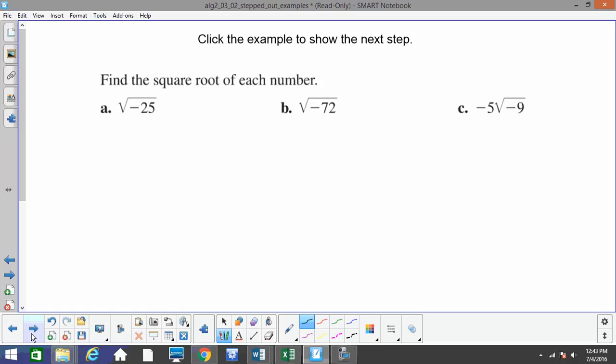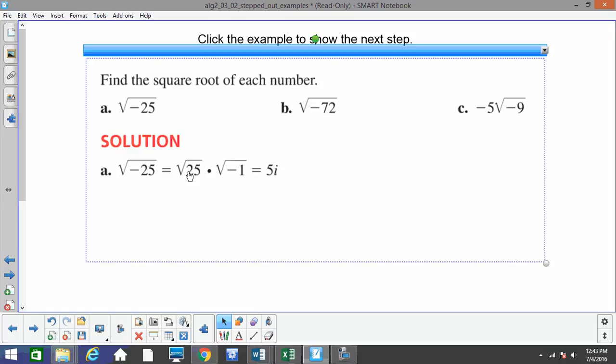So let's go ahead and do some problems. Well, on that first one, the square root of -25, you're going to think of that as 25 times -1, which would be 5 times i. So 5i. On the second one, 72, you can break that up into 36 times 2 times -1. They're doing it in steps here. I probably would have done it all at once. And the square root of 36 is 6. Radical 2, you can't do anything with. So you've got a 6 radical 2 i.